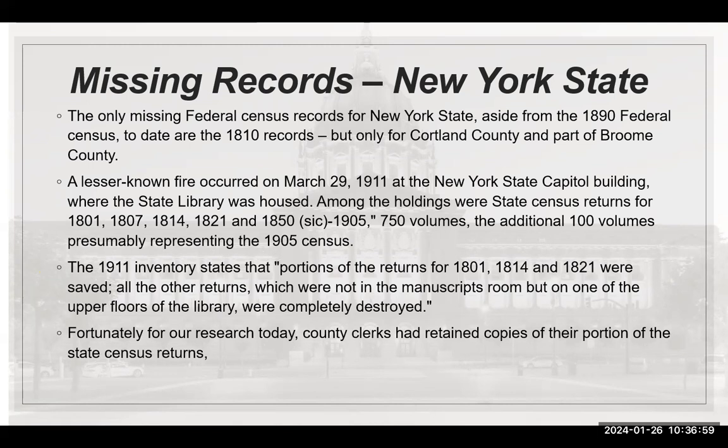The 1911 inventory afterwards states that portions of the returns for 1801, 1814, and 1821 were saved. All the other returns, which were not in the manuscripts room but on one of the upper floors of the library, were completely destroyed. Fortunately for our research today, I later found the county clerks had retained copies of their portion of the state census returns and were able to make those available so that we have those records. We do have access to those records today.